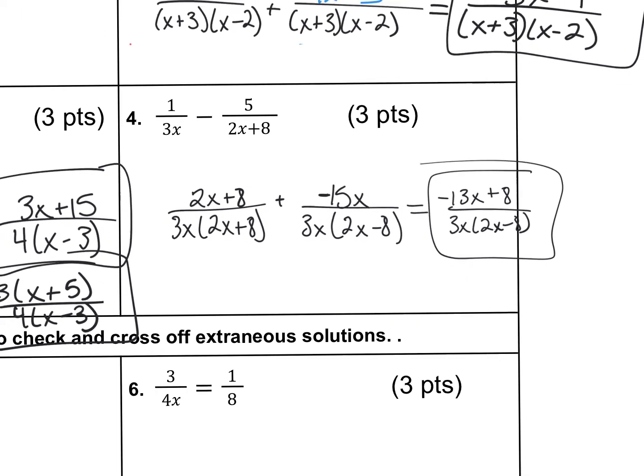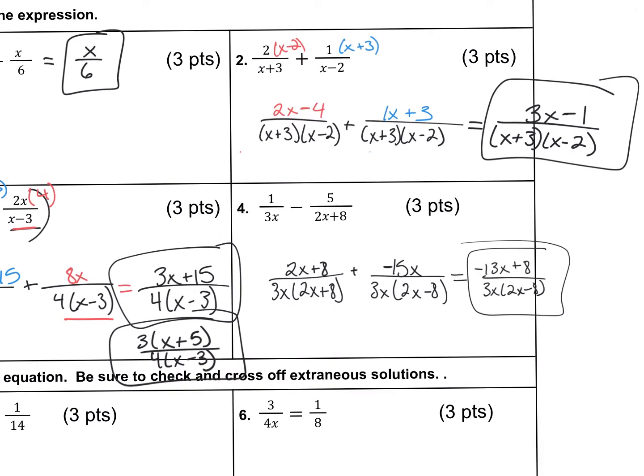Okay. So that's simplifying. Not too bad, okay? Again, find the common denominator, multiply by what it's missing, and then add or subtract across. Yes. Not right now. Wait till we're done. Okay.